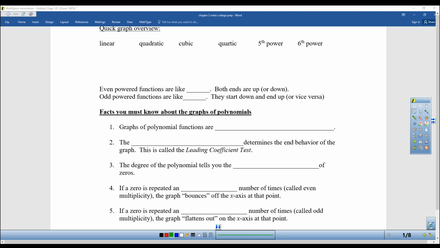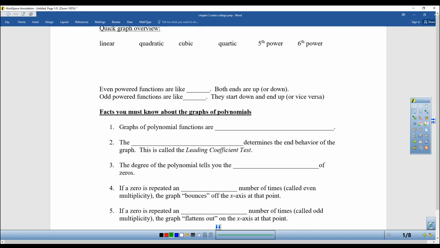Hello everyone, and welcome to section 2.2 of Precalculus. Today we're moving on to polynomial functions of a higher degree. 2.1 focused just on quadratics, which is x to the second power. Now we're going to do powers that are higher than 2.